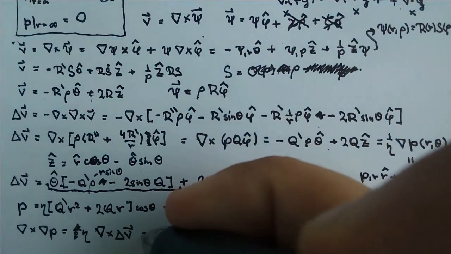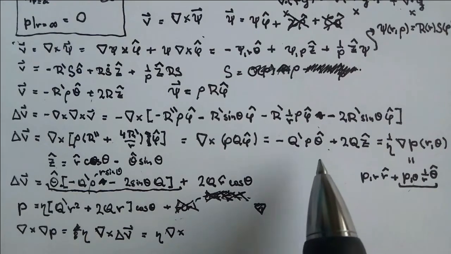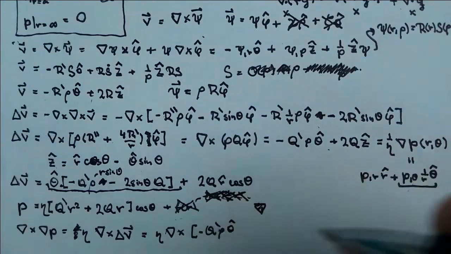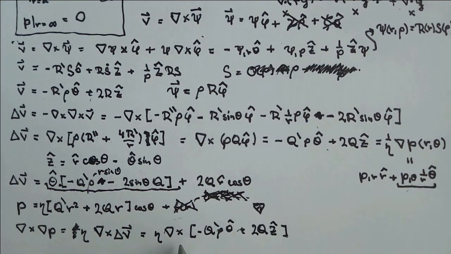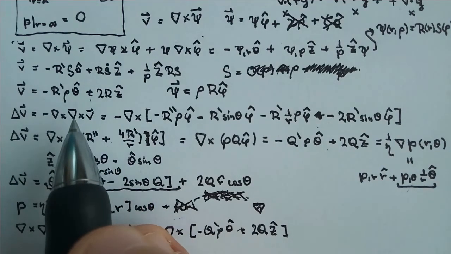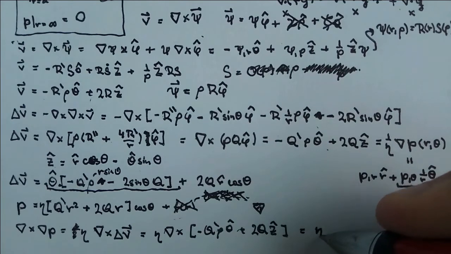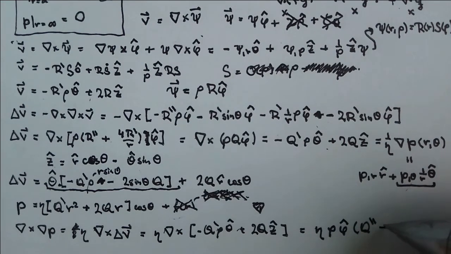Next, I will substitute in our relation for Laplacian of v, which is over here. So that's minus q prime rho theta hat plus 2q z hat, and you have seen it already, haven't you? Because this expression is exactly this one, with r replaced by q, so its curl has to be this, with r replaced by q. So this is gonna be eta rho phi hat, and there's gonna be a q double prime plus 4q prime over r, and this should equate to 0.